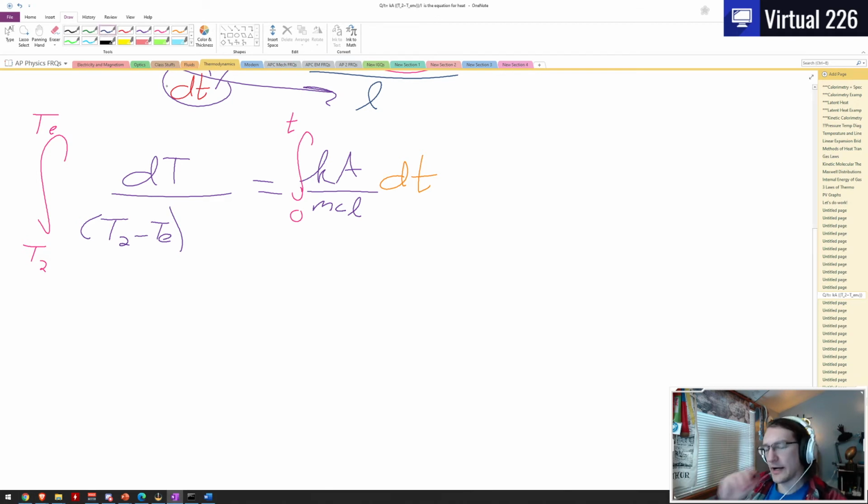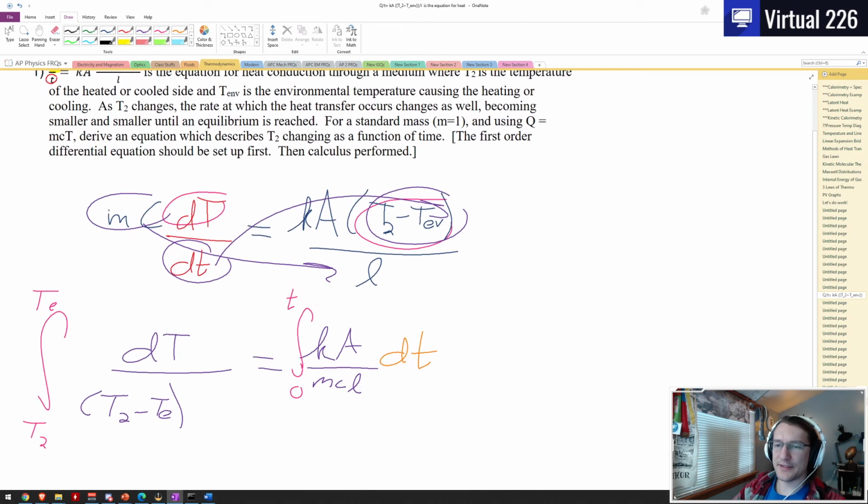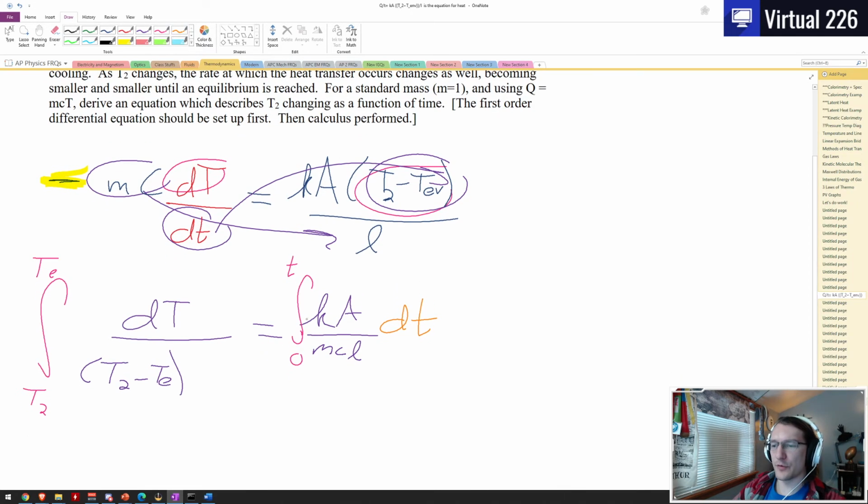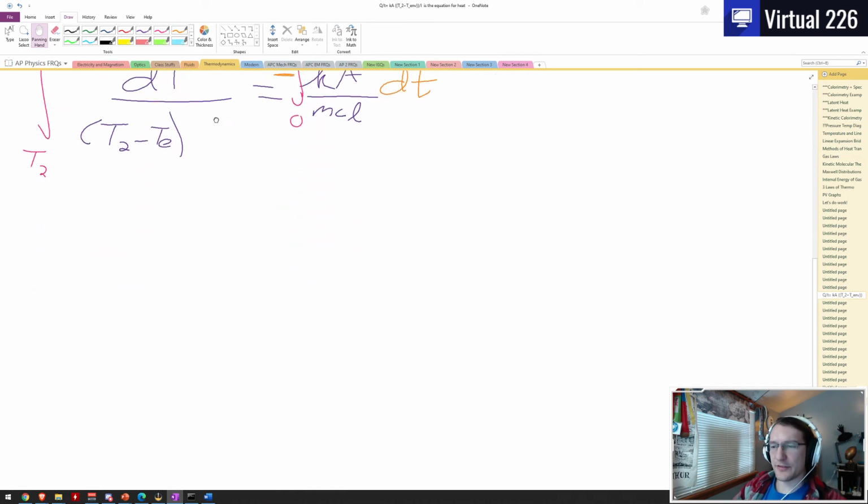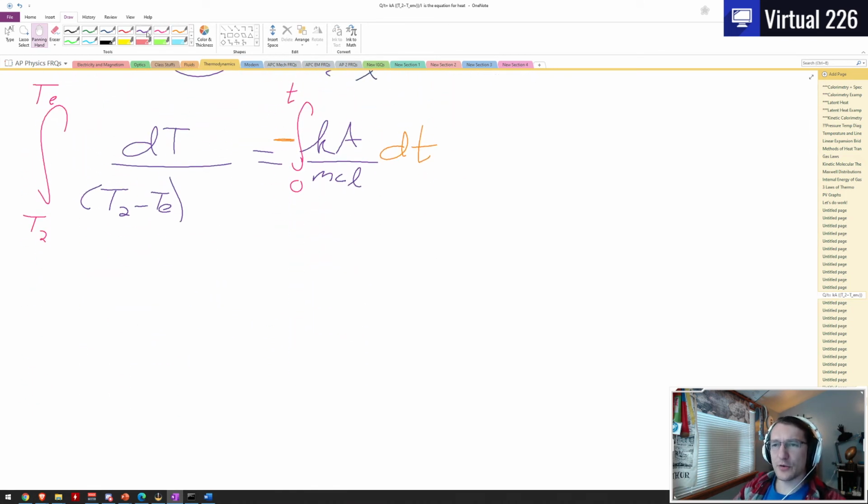Now, one thing to note here, what we're going to do in this problem is we're going to set this up as a Newton's law of cooling, and that means that this MC delta T up here, this is actually energy lost, so there's a negative here. So I'm just going to actually pull this negative over to the right-hand side and deal with it over there. When I do this, we should see this quickly.